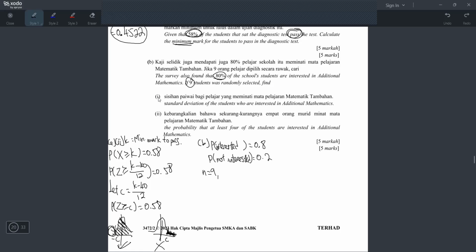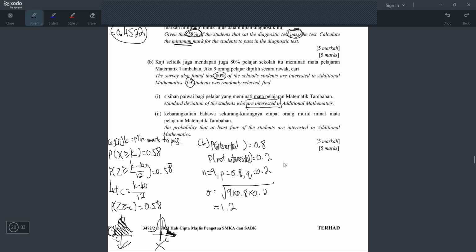Question A says, find the standard deviation of students who are interested in Addmaths. So there you have it. You already know the probability of success is the interested one, which is 0.8, and the probability of failure is 0.2. To find the standard deviation, you use this formula, square root NPQ. So 9 times 0.8 times 0.2, and then square root the whole thing. So you get 6 over 5, or you can say 1.2.